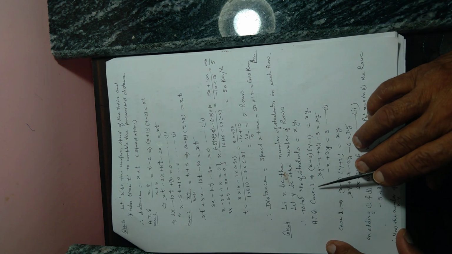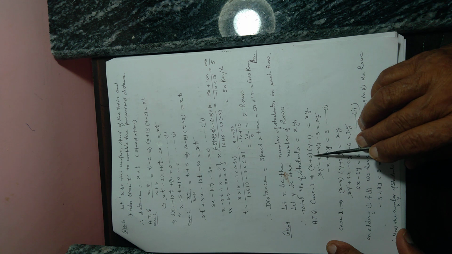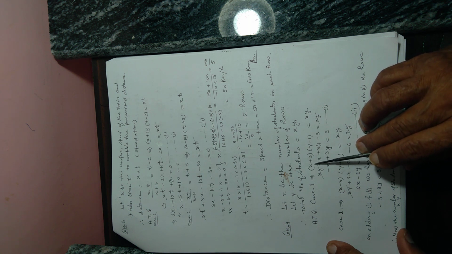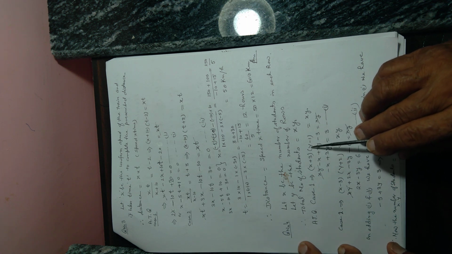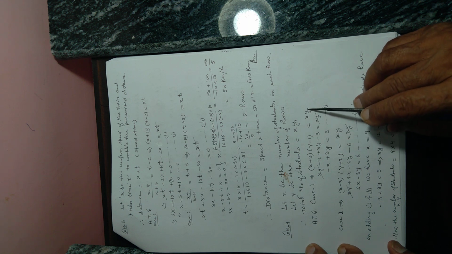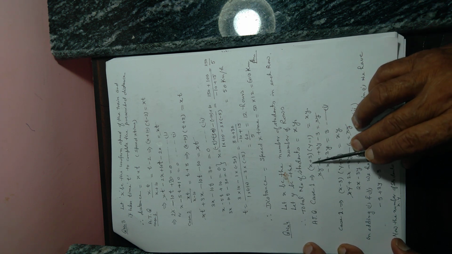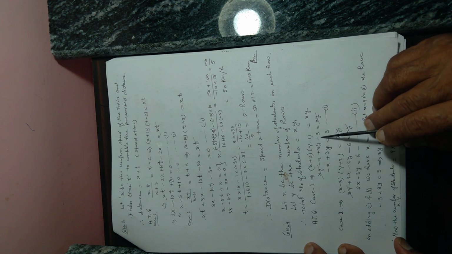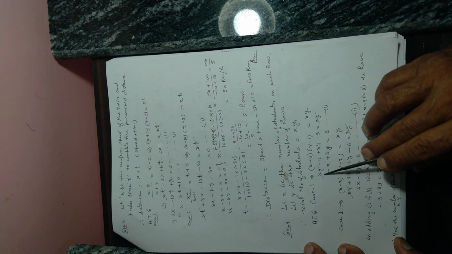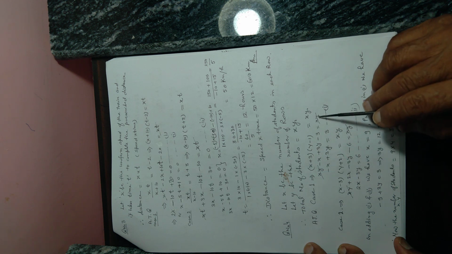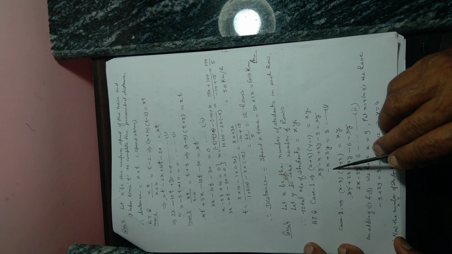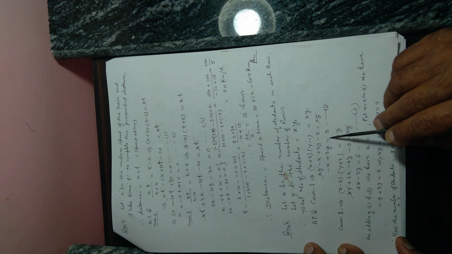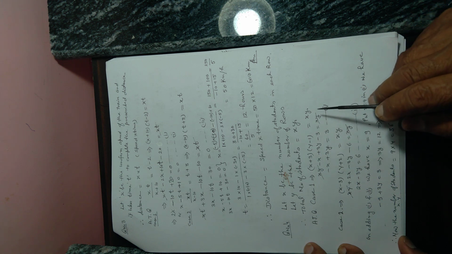According to the question, case number 1, x plus 3 means 3 students have been increased per row. So x plus 3 into y minus 1 will be equal to x into y. Now open this bracket, you will get xy minus x plus 3y minus 3 equal to xy. This xy and this xy will be cancelled. So we are left here with minus x plus 3y equal to 3. This will be the first equation.